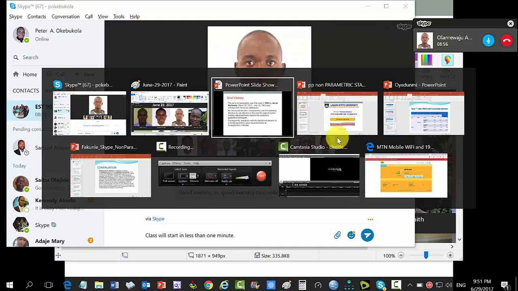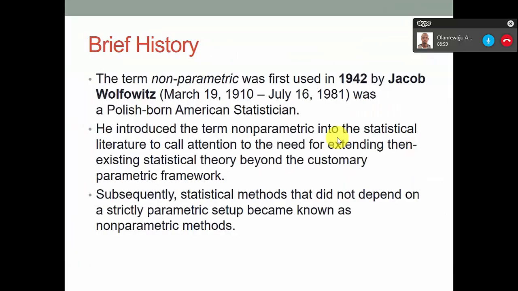History to appreciate the person who first used the term non-parametric statistics. Definitely, as the previous presenter said, non-parametric statistics have existed since the 1900s or the 1920s thereabouts, but the term was not used until 1942 by Jacob Wolfowitz, who was a Polish American statistician. He introduced the term just to extend the then existing statistical theory beyond the normal customary parametric framework.